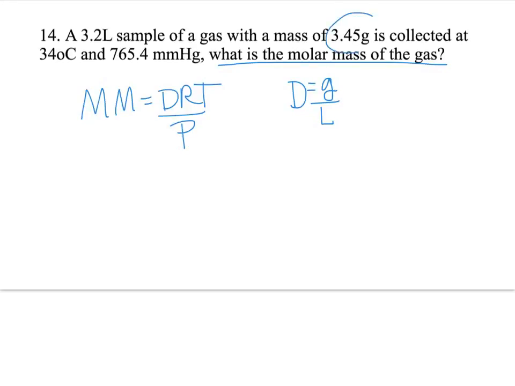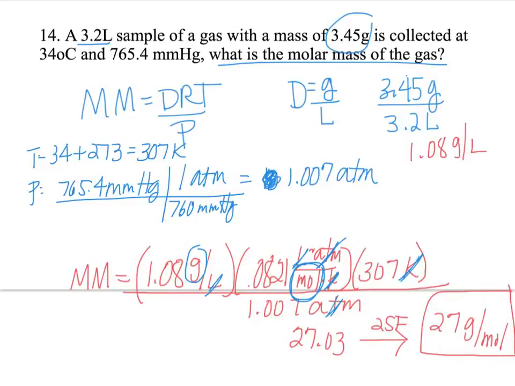So I'm going to take the 3.45 grams and I'm going to divide it by the volume of 3.2 liters. And that is going to give me a density, and then I'm going to plug that into this equation right here. So I want you to do that right now. So pause it and let's meet back in a second. So the answer with the correct number of significant figures is 27 grams per mole.